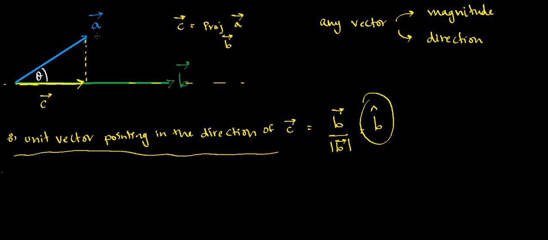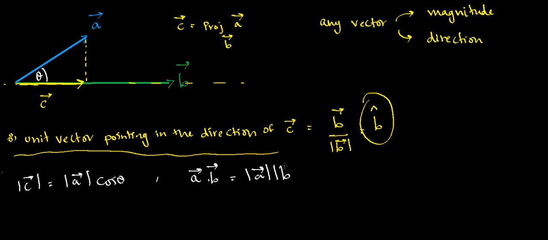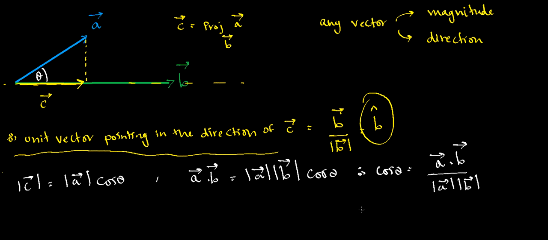Well, if this vector over here has magnitude A, then this vector has magnitude A cosine theta. And that's just from basic trigonometry. If this side has magnitude A, then this side has magnitude A sine theta, and this vector has magnitude A cosine theta. We also know that A dot B is equal to the magnitude of A times the magnitude of B times cosine theta. Therefore, cosine theta is equal to A dotted with B divided by the magnitude of A times the magnitude of B.